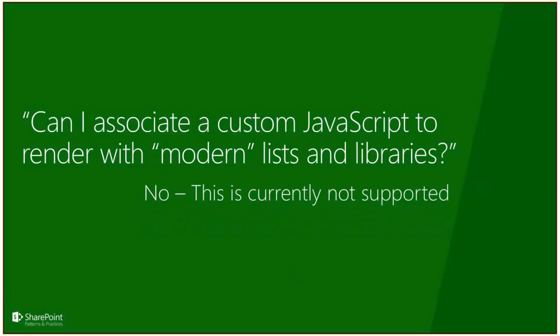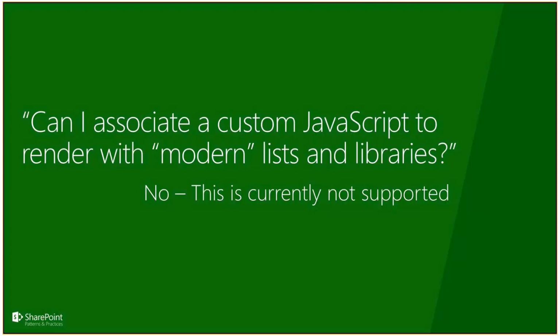Can you associate a custom JavaScript to render with modern lists and libraries? Unfortunately, today it is not supported, so no way to have a user custom action calling custom JavaScript. No way to use JS-link on a view or on a field to run your custom JavaScript. Not there today, but we're looking into the future to get support for a kind of a governed way to embed JavaScript on your pages and also on your lists and libraries at that point.